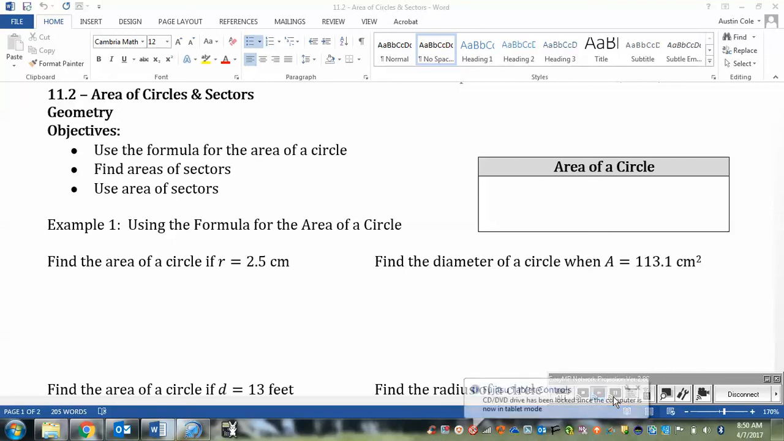All right, guys, 11.2. We're going to be finding area of circles and sectors today. So this lesson, I think, is very similar to the last one, when we found circumference and arc length. Our goals today are to use the formula of the area of a circle, find areas of sectors, and then use area of sectors.